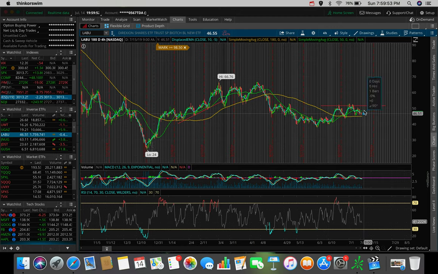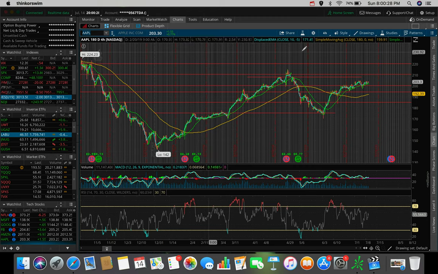But from here up to that resistance at $51, it does offer a 10% profit from about $47 up to about $51. So keep an eye, see if it maintains the 180 SMA support. If it does, and we break this 50 SMA resistance tomorrow, that could be a fill up to about $51. And of course, if we break out of there, there could be a lot more left in the tank for LABU. So LABU, I'm loving that one.